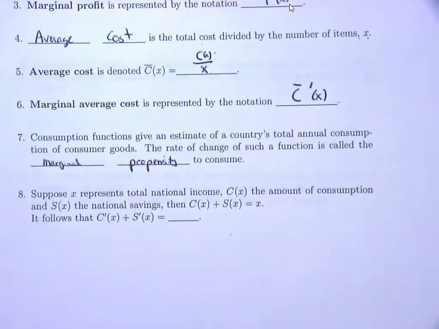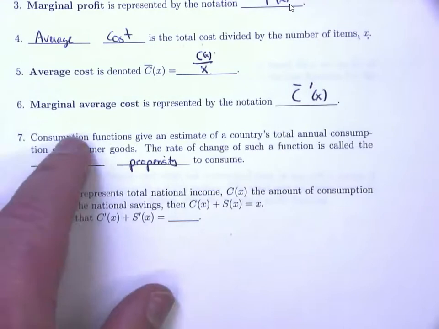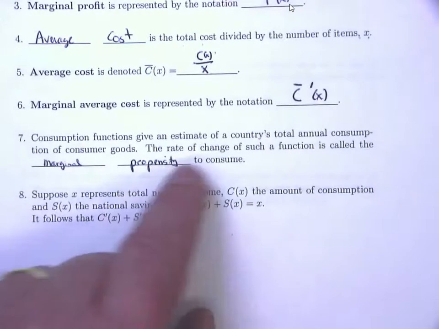All right, marginal propensity. Typically, when it comes to these consumption things, there are two aspects of it, and we're about to get into that. But the marginal propensity to consume is the derivative of your consumption function. Okay? Marginal means derivative. Marginal propensity to consume.